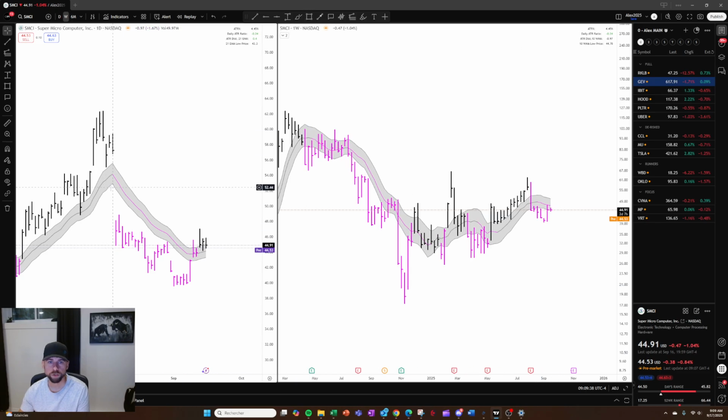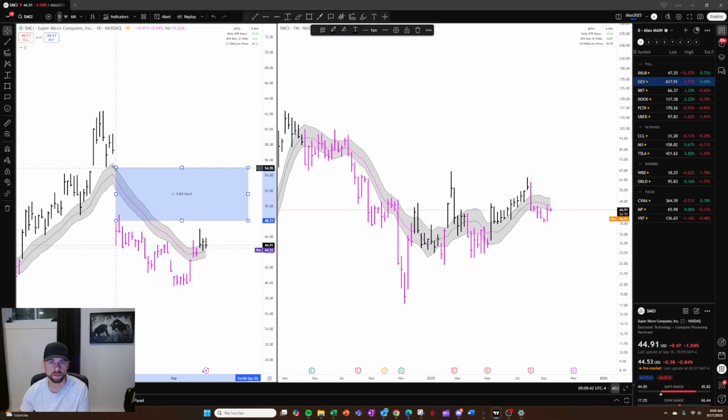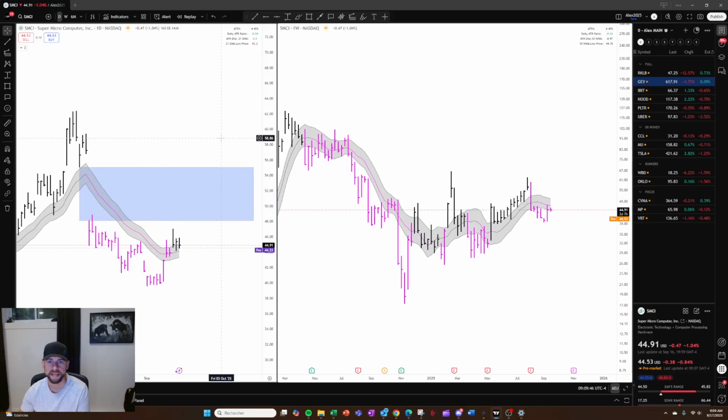So if you just look at the daily, there's definitely some overhead resistance, right? We have a big gap. On a micro level, you have your daily structure breakout and retest setup right here. So you can look at some daily reversal to play this thing.